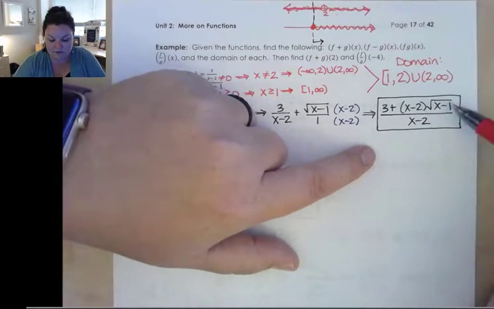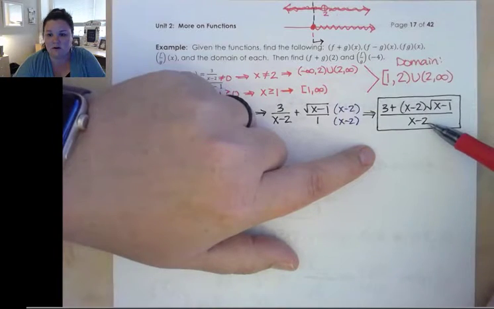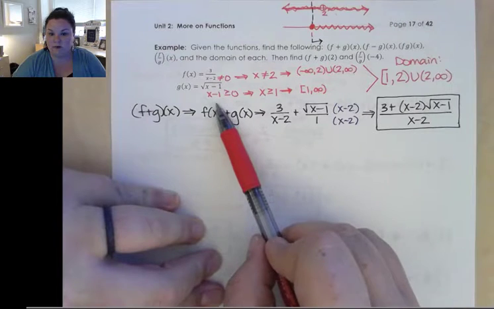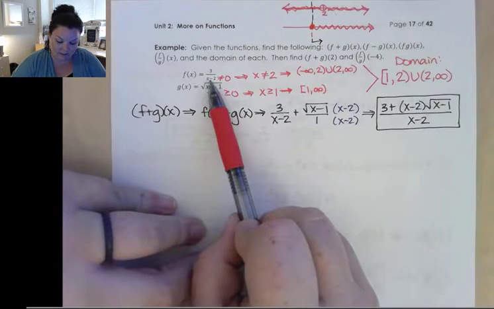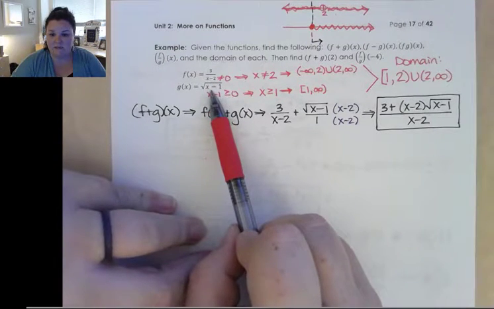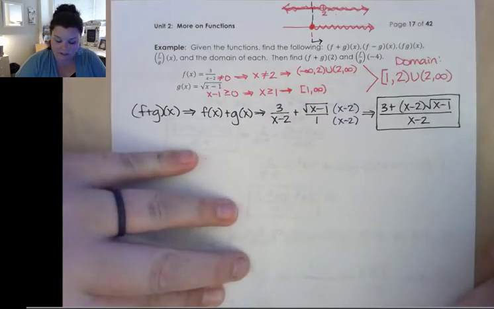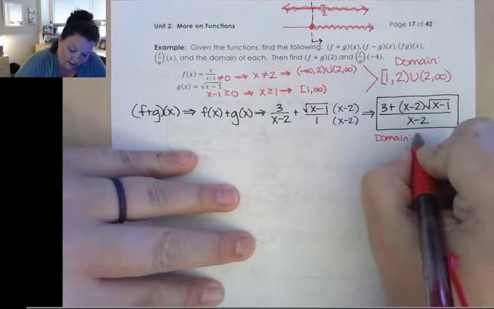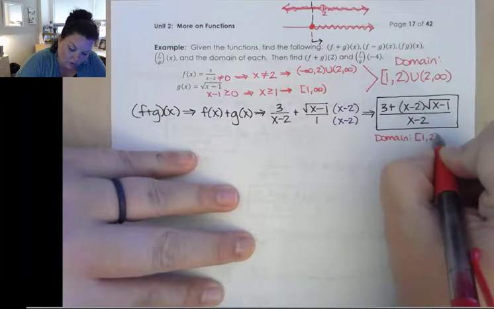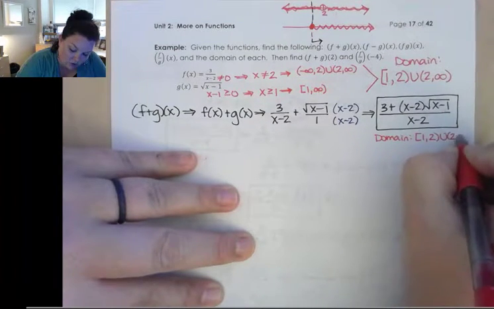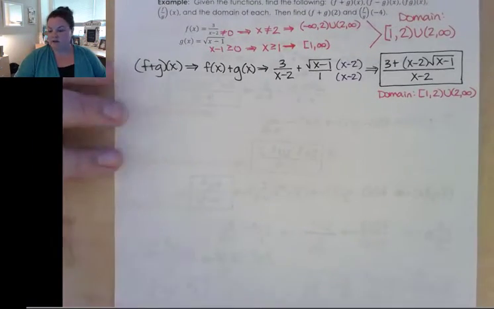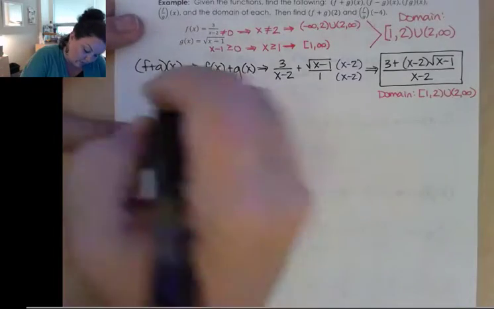Notice I have an even root radical and I have a denominator, but they're the exact same ones we already accounted for, right? An x minus 2 in the bottom and a radical of x minus 1. So I have no new issues, so I'm going to go ahead and say that my domain here is going to be 1 included over to 2, and then 2 to infinity. Okay, so no changes. All right, let's look at finding our subtraction function.